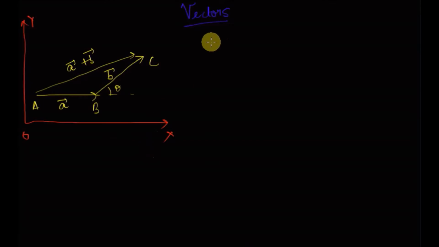Now let's understand vectors, which are again very important. So when someone asks our age, what do we say? Our age is X years. We don't say our age is X years in south direction. So age is just a number. So age is a scalar.